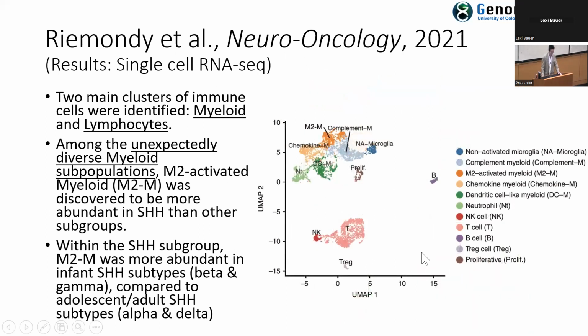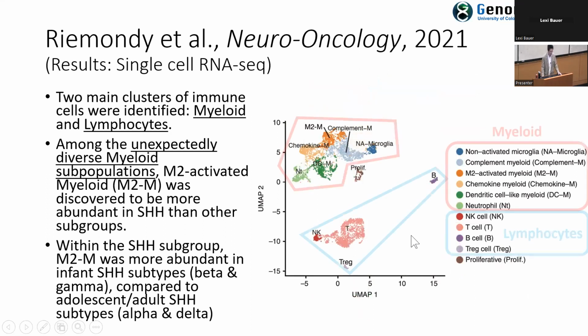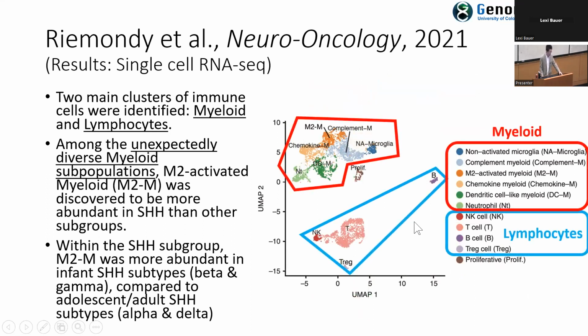Raimondi et al. took a closer look at that. The 2 main clusters that they found among the immune cells were the myeloids and the lymphocytes. The lymphocytes are kind of obvious: you've got the NKs, the Ts, the Bs, and the Tregs, right? But what was interesting is that, unexpectedly, the myeloid population was surprisingly diverse, where you have non-activated microglia, complement myeloids, M2 activated myeloids, chemokine myeloids, dendritic cell-like myeloids, and neutrophils.